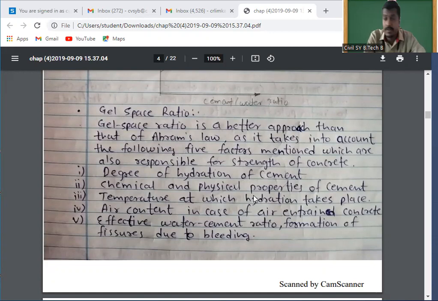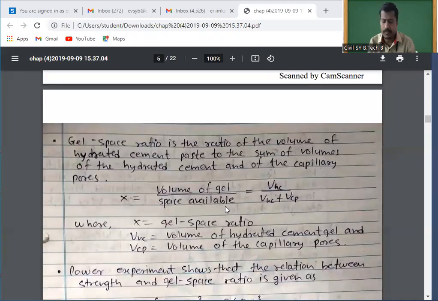So what is the gel space ratio, and how do these factors, like the degree of hydration, the chemical and physical properties of your cement, and the temperature at which hydration takes place, affect the strength of the concrete? If you read the definition, you will get a clearer idea. I will use the highlighter for the same. As you can see, the definition is written over here.